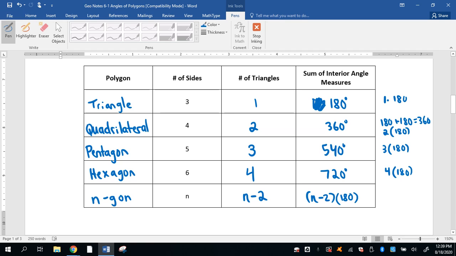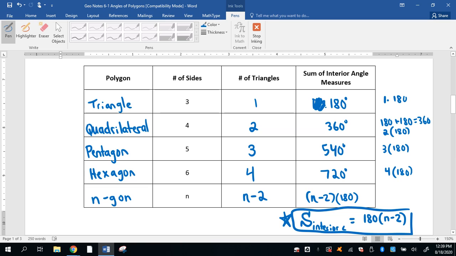Or a more typical way to write this down would be: the sum of the interior angles equals 180 times the quantity n minus 2. So that is a formula you need to know. Be familiar with it. If you forget, just think about this chart of how we got that.